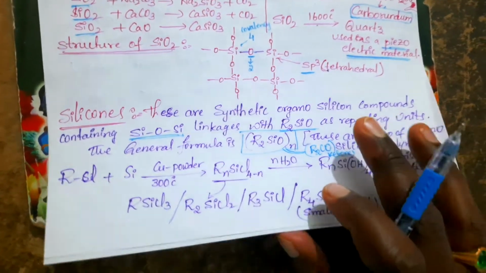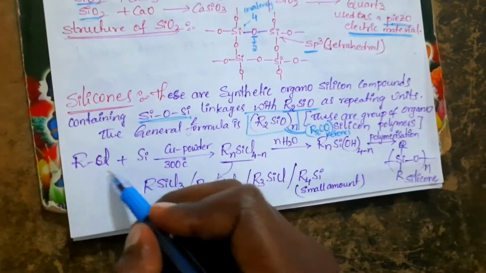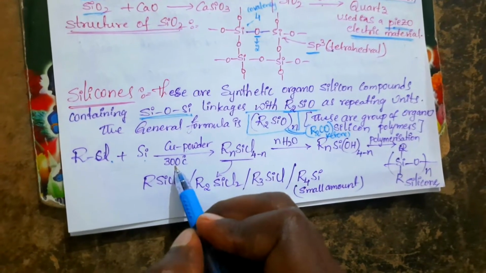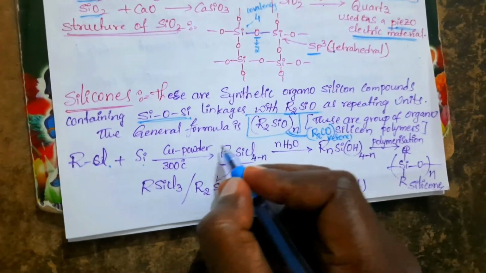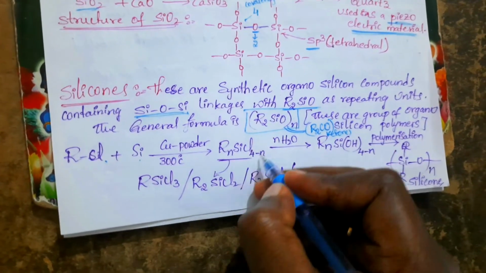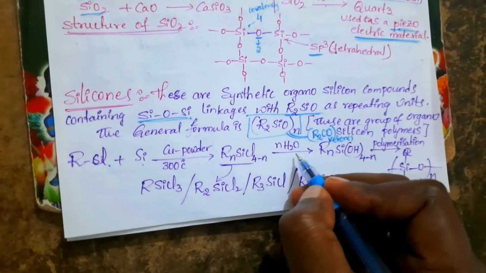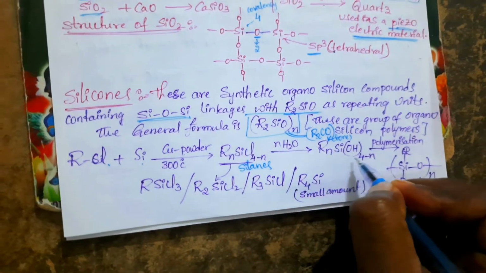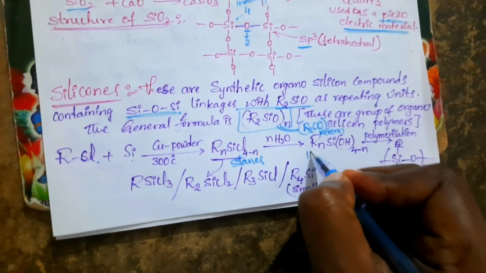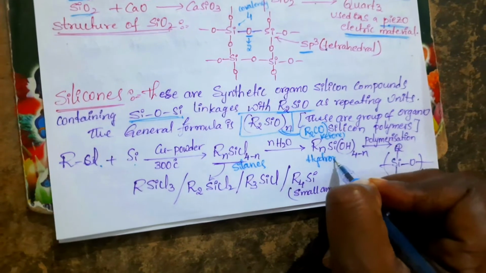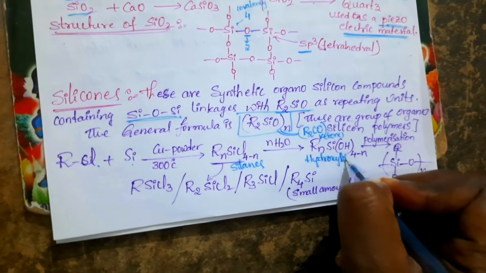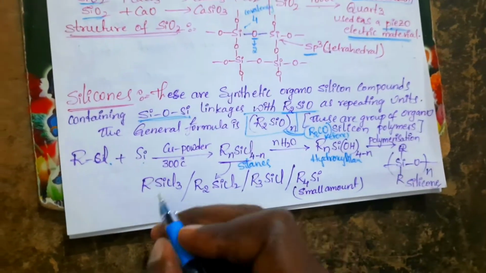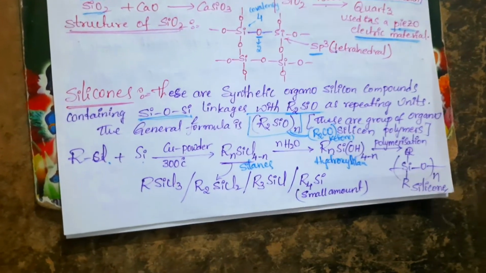Now you can see how to get these silicones. When an alkyl halide reacts with silicon in the presence of copper powder at 300 degrees Celsius, we first get alkyl silanes. These silanes on hydrolysis give hydroxysilanes. The hydroxysilanes on polymerization give silicones. Different types of silanes can be obtained.